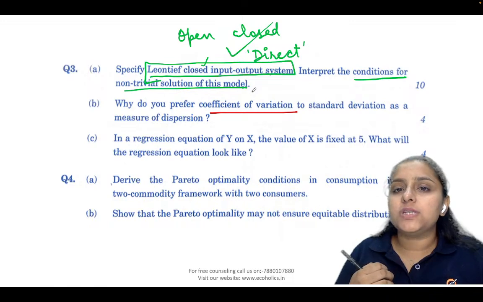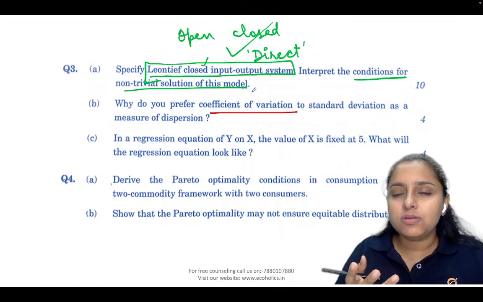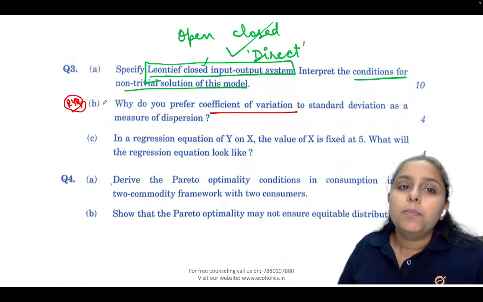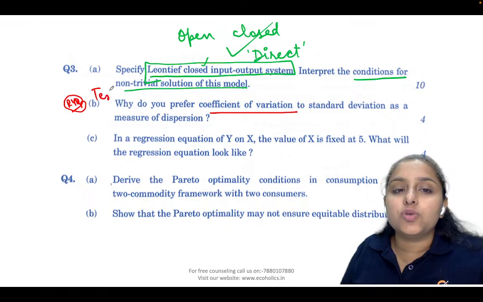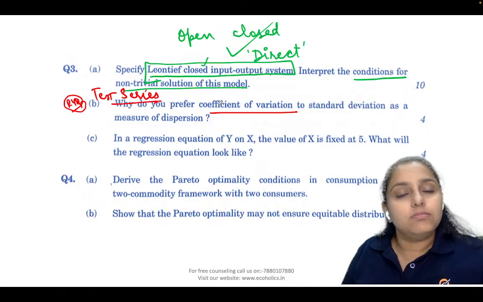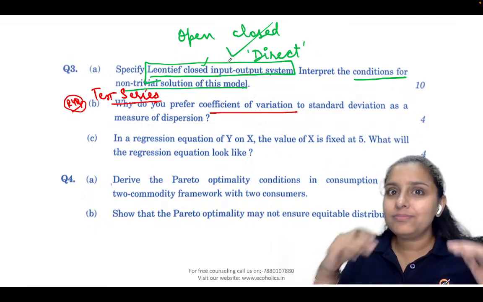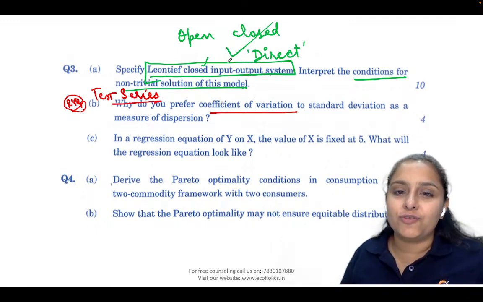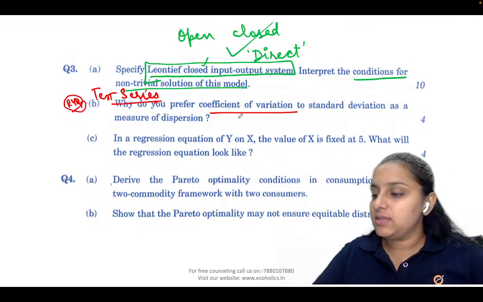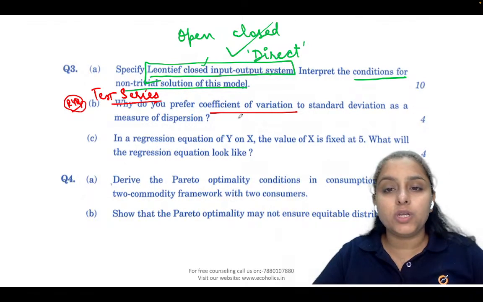Usually in the statistics paper, such questions do not get asked a lot. A similar question was there in the PYQs also, but this was a question we had put in the test series as well. So the happiness was on another level after seeing such questions. So coefficient of variation, why is it preferred?